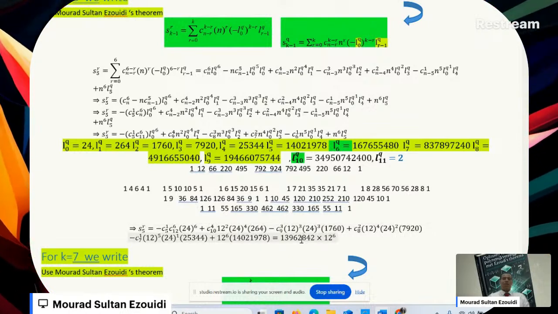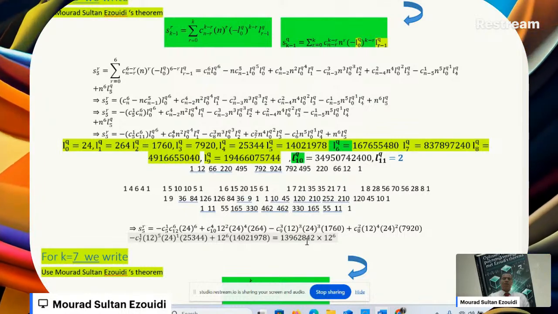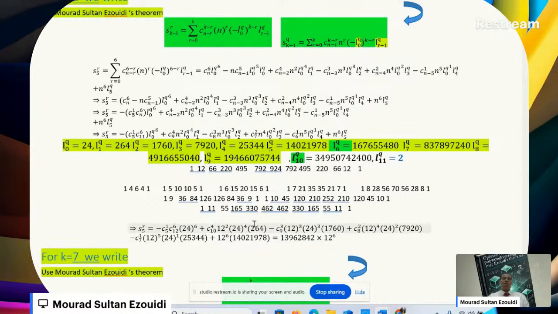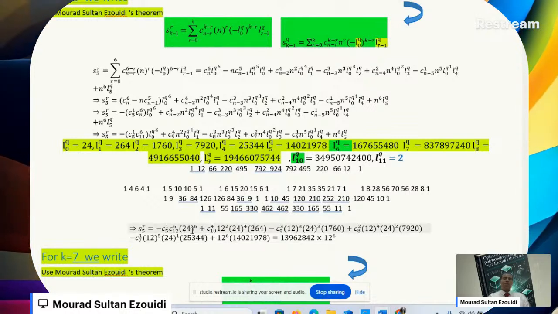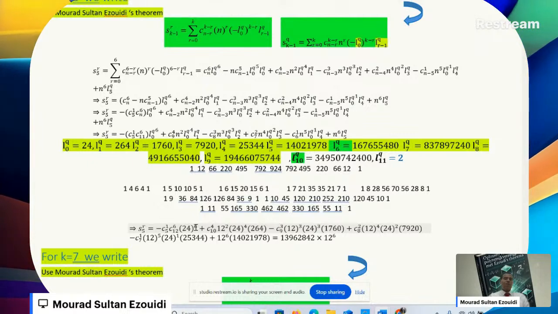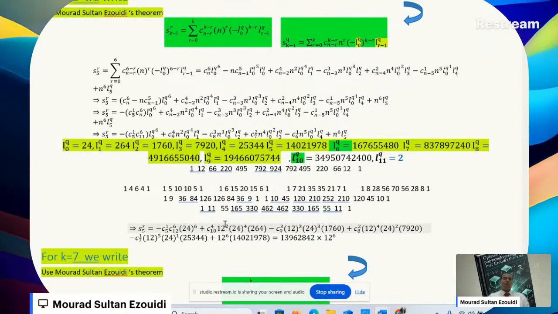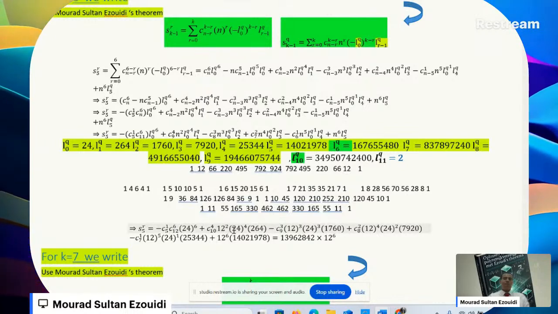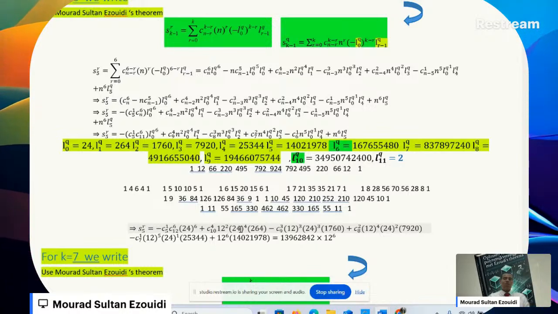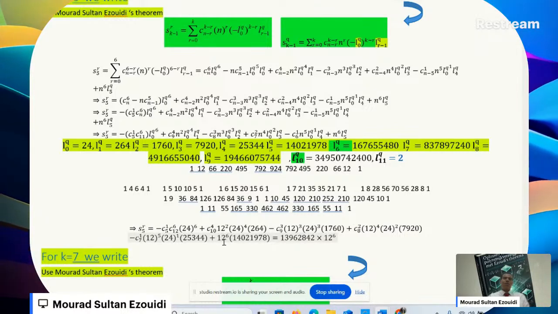Clear, which is equal to 13,962,842 times 12 raised to the power 6, because we told that 12 raised to the power 6 is a common factor. 24 is 2 raised to the power 6 times 12 raised to the power 6. Also here, this is 12 raised to the power 12 times 24 raised to the power 4. Right, 24 as 2 raised to the power 4 times 12 raised to the power 4. So you can see that 12 raised to the power 6 is a common factor.